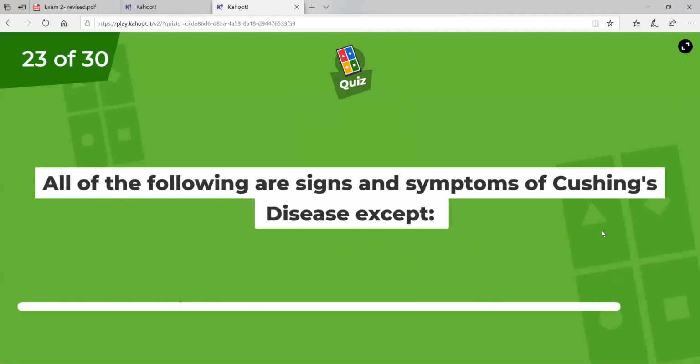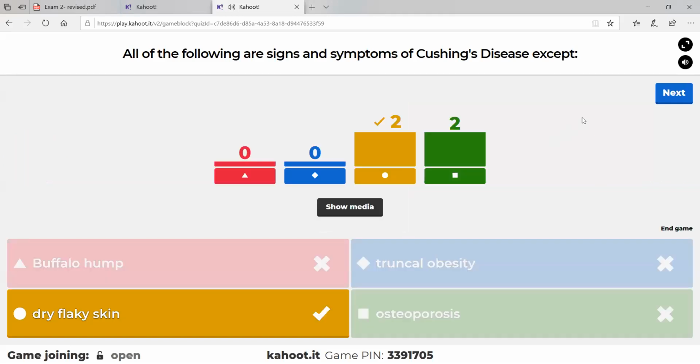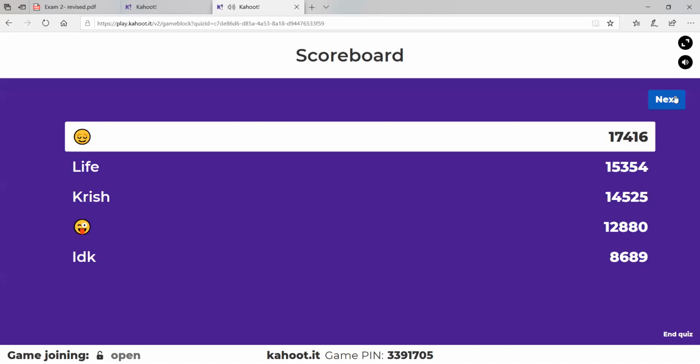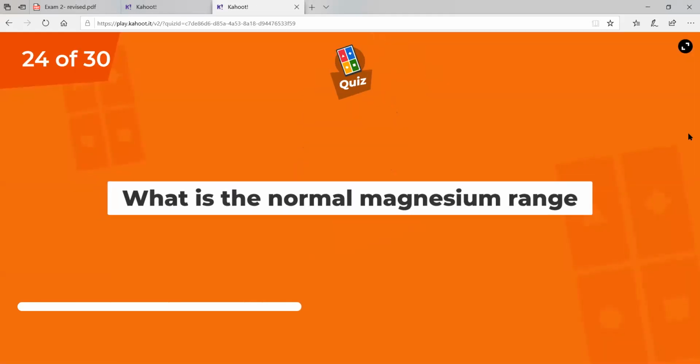So all of the following are signs and symptoms of Cushing's except which one is not a sign of Cushing's? Dry, flaky skin is not a sign. So all the other three things are. Okay, what's a normal magnesium range?